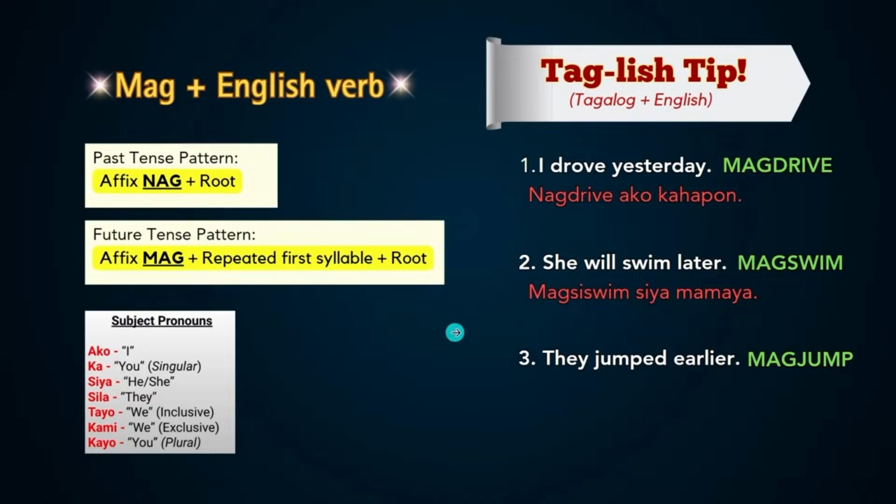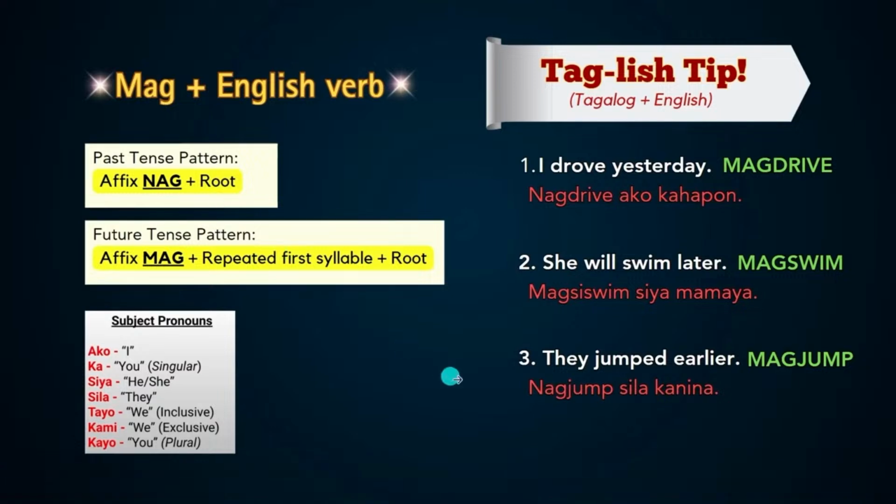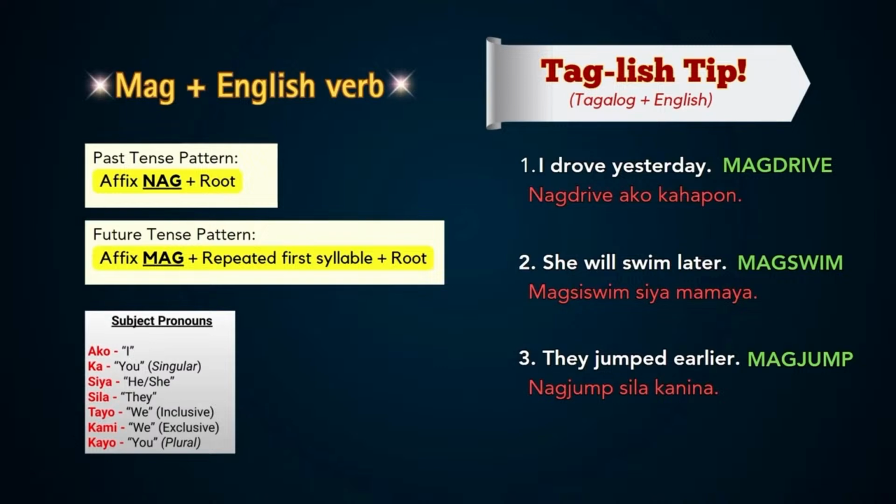She will swim later. Lastly, they jumped earlier. If I told you to use mag jump, it would be nagjump sila kanina. The affix is nag, then it's the root for a past tense conjugation of mag verbs. So nagjump sila kanina. So that is just a quick way to use Taglish, but I do encourage you to go back and look up these words in Tagalog so that you can say the whole phrase in Tagalog eventually.